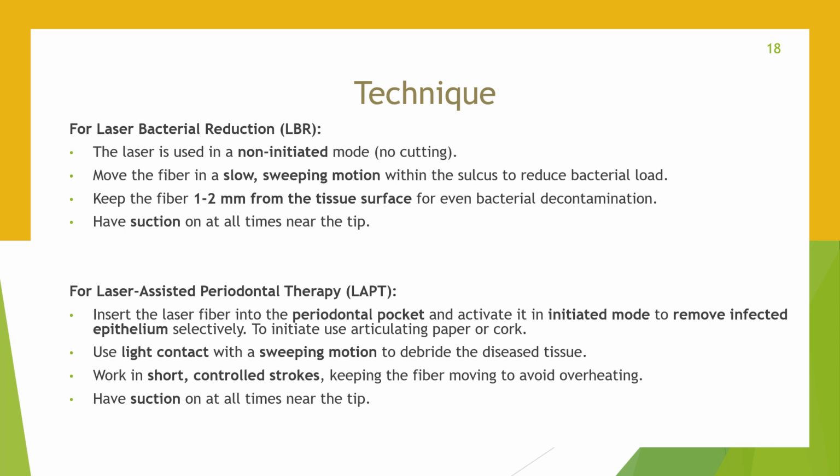For laser-assisted periodontal therapy, you insert the fiber tip into the periodontal pocket and activate it in the initiated mode to remove the infected epithelium. In order to initiate it, you usually use articulating paper or a cork that is usually there. Once you initiate it, you'll start to see smoke coming out of the tip when you touch the paper or the cork, and it usually turns the very tip of the laser black.